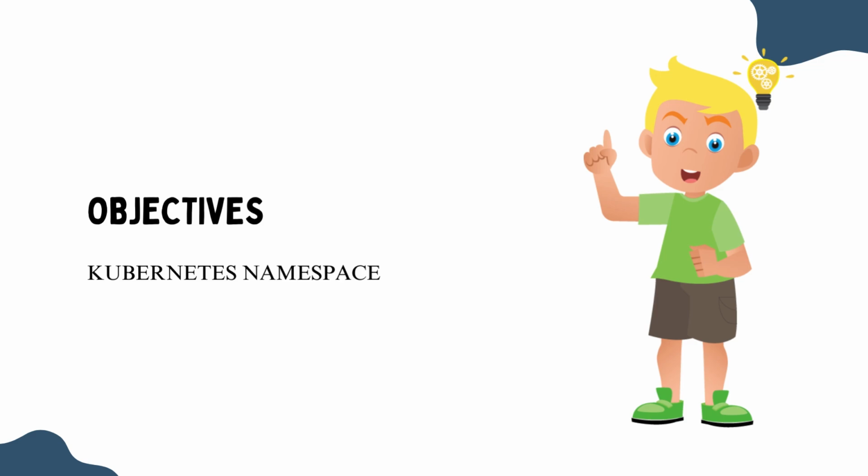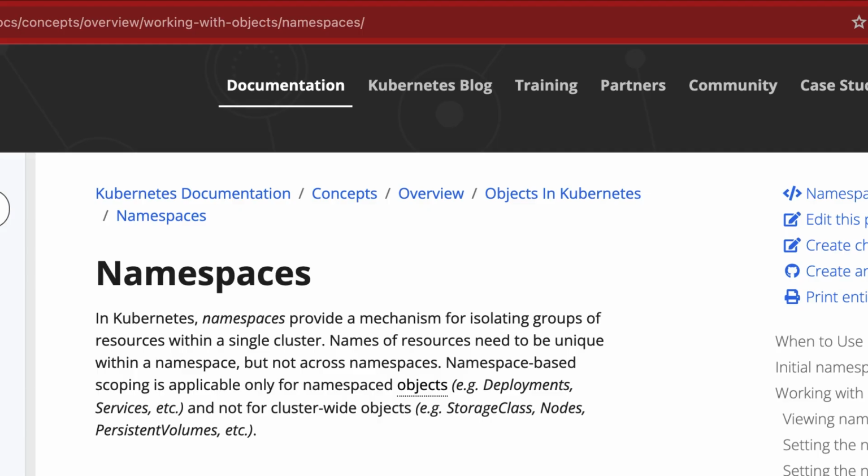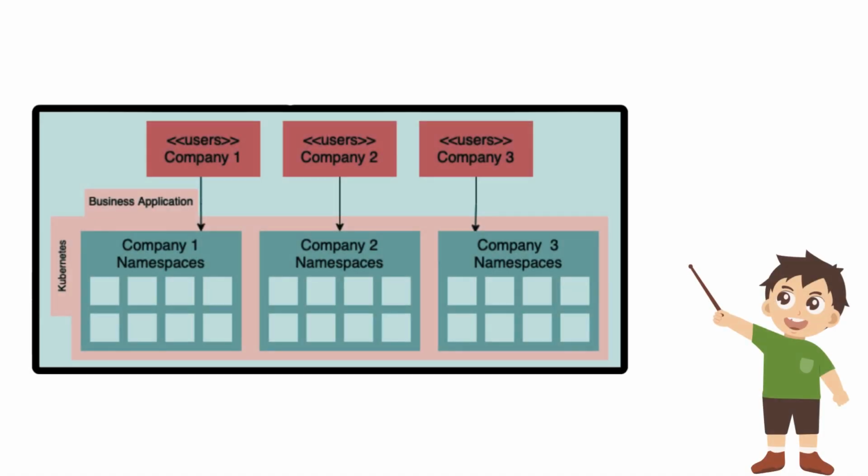Welcome back. In this video, we are going to understand the Kubernetes namespace. Here is the official documentation for the namespace, and as per the official documentation, namespaces provide a mechanism for isolating groups of resources within a single cluster. You can think of it as creating a separate section within the same space. So each section can have its own unique set of resources.